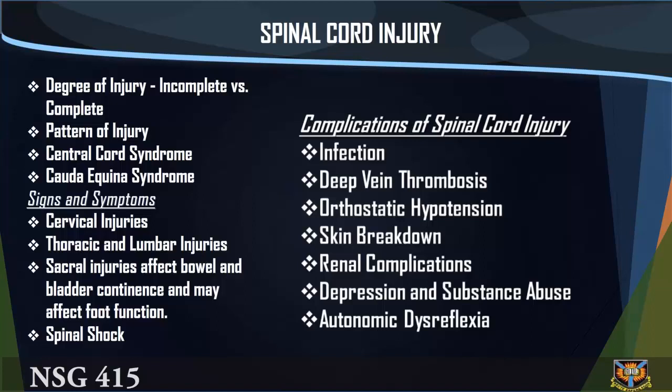Diagnostic tests: 1. Plain radiographs are done to identify fractures or displacements of vertebrae. 2. CT scan is also useful for identifying fractures. 3. MRI may demonstrate lesions within the cord.